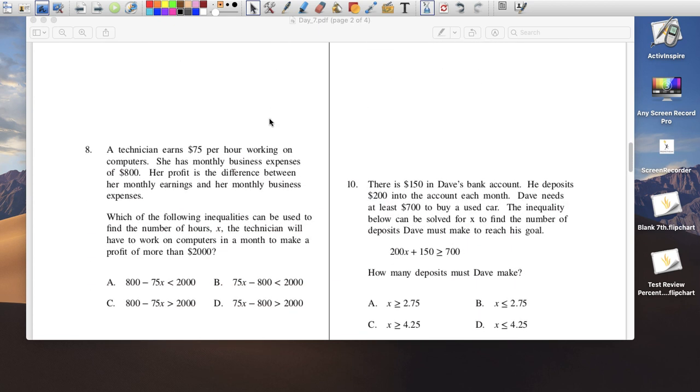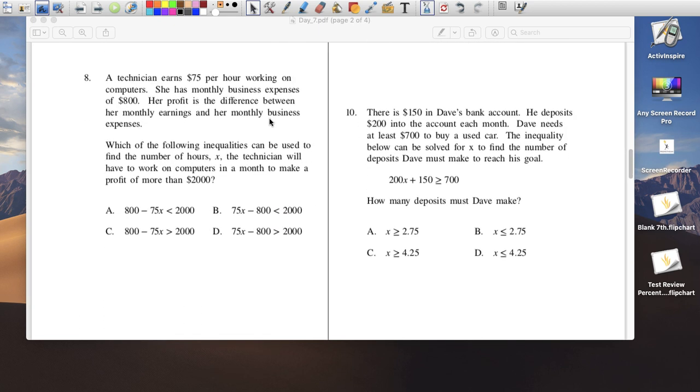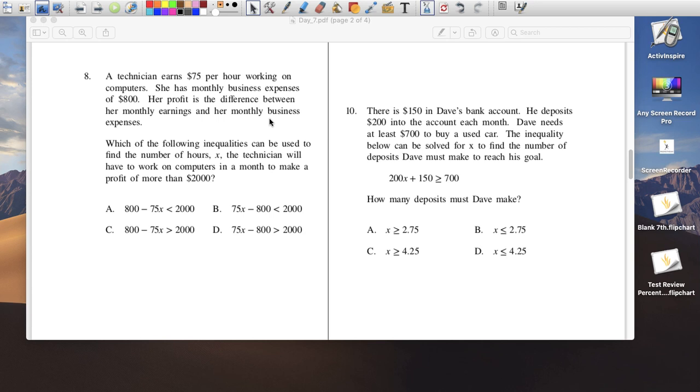Number 8, or something. Technician earns $75 per hour working on computers. She has monthly business expenses of $800. Right, so every month she has to pay out $800. She loses $800 because she has to pay it. Her profit is the difference between her monthly earnings and her monthly business expenses. Which of the following inequalities can be used to find the number of hours x the technician will have to work on computers in a month to make a profit of more than $2,000?